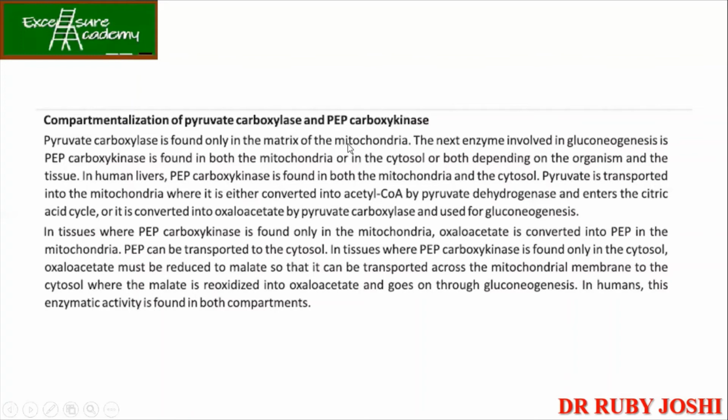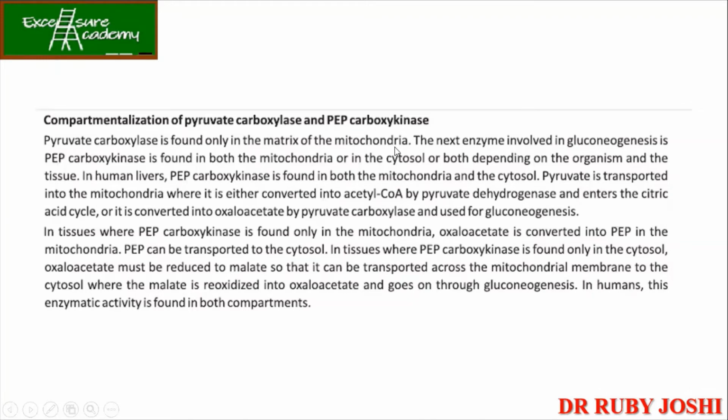So the pyruvate carboxylase is found in the matrix of the mitochondria. इससे हमें समझ में आता है कि pyruvate को हमें साइटोप्लाज्म से माइटोकॉन्ड्रिया में ले जाना है, and then only we can convert pyruvate into oxaloacetate. So it means the pyruvate carboxylase is in your matrix. Okay. The next enzyme involved in gluconeogenesis is PEP carboxykinase. It is found in the mitochondria or in the cytosol, depending on the organism and the tissue.